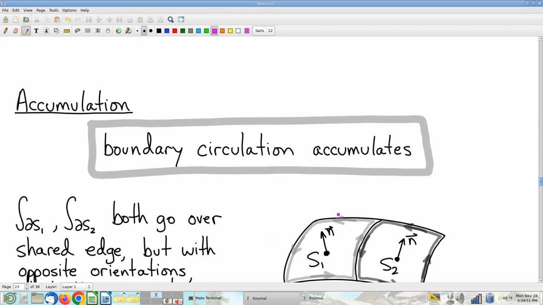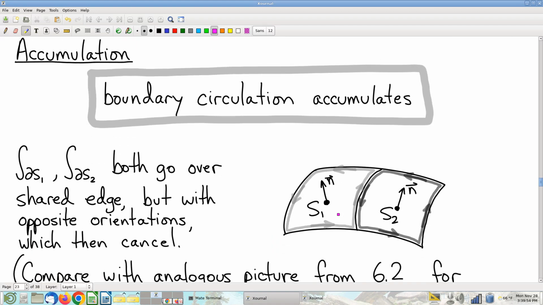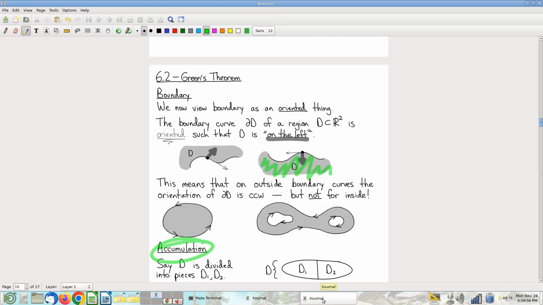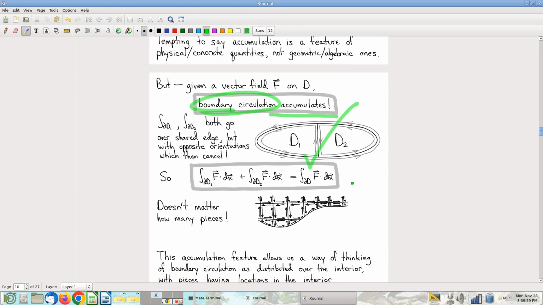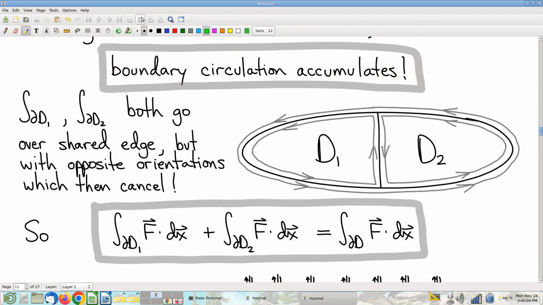Okay, so accumulation. Now, again, this is going to look a lot like our argument that we made when we were doing Green's theorem. And let me just slide back. Here we go. Here's where we were when we were talking about Green's theorem. And we had a two-dimensional region. And you can talk about boundary circulation around that two-dimensional region. You can likewise talk about boundary circulation around the left side, and you can talk about boundary circulation around the right side, and you can add those up.